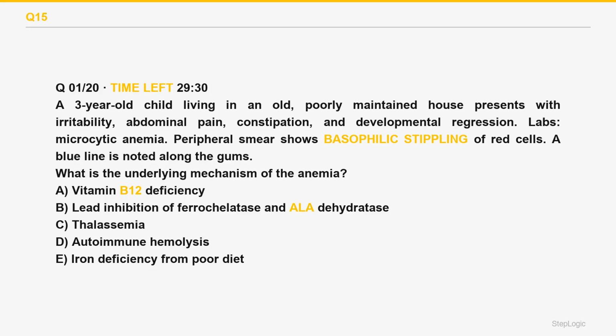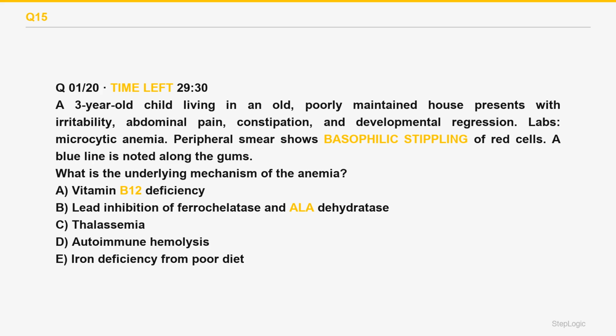What is the underlying mechanism of anemia? A 3-year-old child living in an old, poorly maintained house presents with irritability, abdominal pain, constipation, and developmental regression. Labs: microcytic anemia. Peripheral smear shows basophilic stippling of red cells. A blue line is noted along the gums.